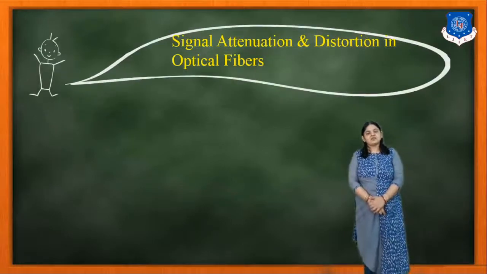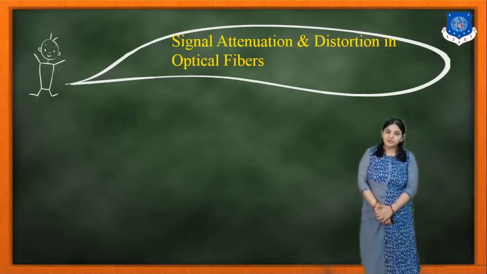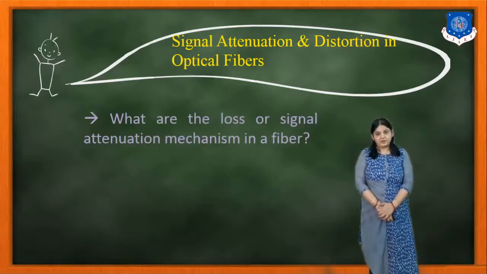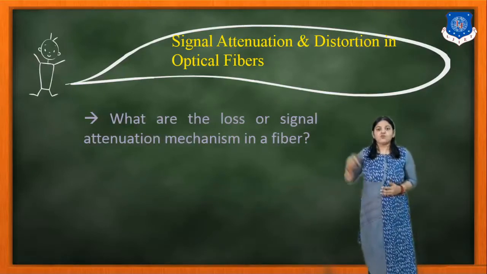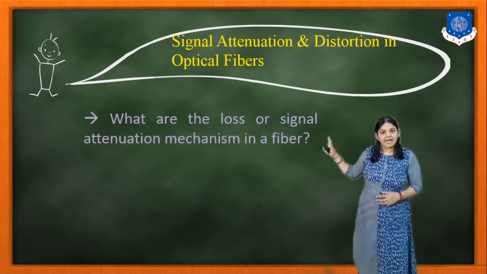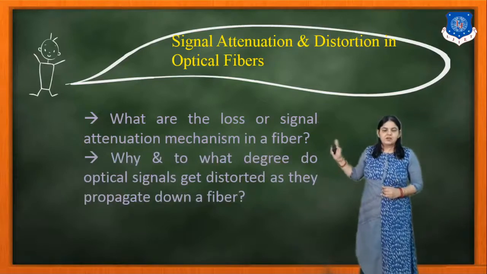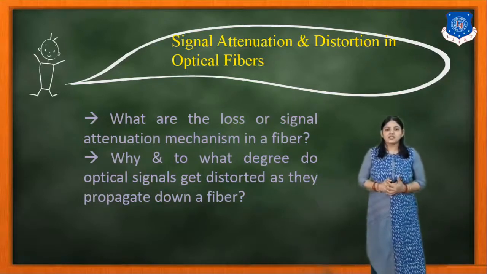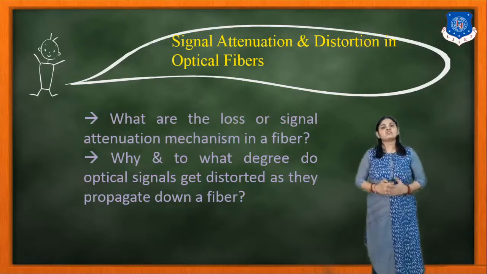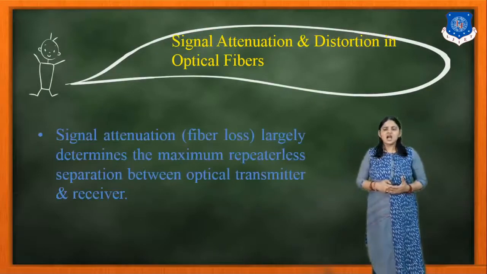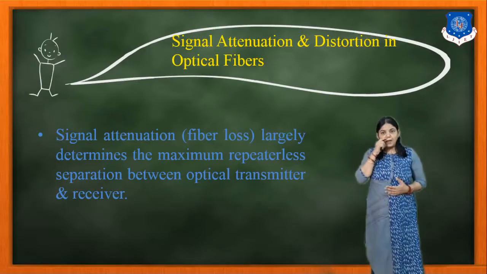So friends, the signal attenuation and distortions in the optical fiber. The question is, what are the loss or signal attenuation mechanisms in the fiber? Another question is, why and to what degree do optical signals get distorted as they propagate down a fiber? So these are the questions that come to our mind.